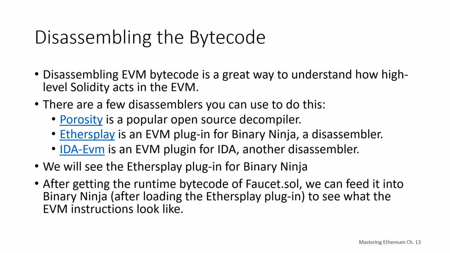We're going to continue to use the example of the faucet Solidity smart contract that we've talked about several times in these lectures. So we're going to get the runtime bytecode for faucet.sol, and then we're going to feed it into Binary Ninja, assuming you're using the Ethersplay plugin, to see what the EVM instructions actually look like.